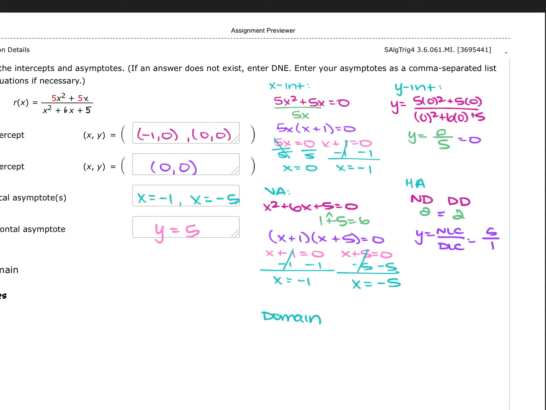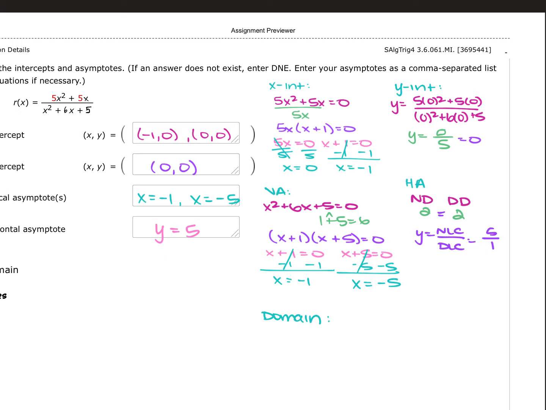When your degrees are not the same, like if your numerator degree is greater than your denominator degree, it's none. And when your numerator degree is less than the denominator degree, it's y is equal to 0.